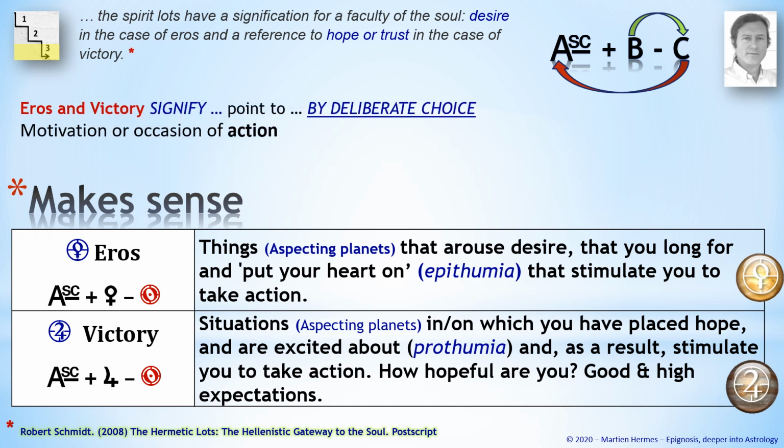So Eros and victory signify and point to things done by deliberate choice. That's also very important because in the next video I will show how the Tuche lots, the lots relating to fortune, do not have anything to do with deliberate choice, but with the consequences of actions which have resulted in situations that you have to deal with, which is quite a different thing as opposed to the diamond lots.